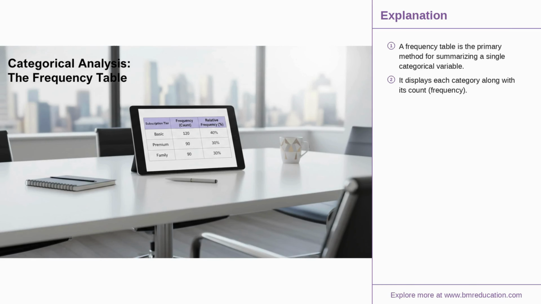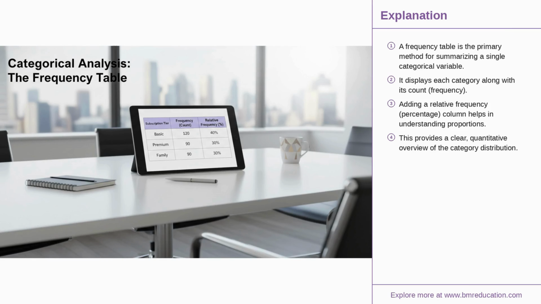The fundamental tool for summarizing a single categorical variable is the frequency table. This simple table lists each unique category and its frequency, the number of times it appears. We often add a relative frequency, or percentage column, to understand each category's proportion of the total, which is crucial for comparing distributions across datasets of different sizes.